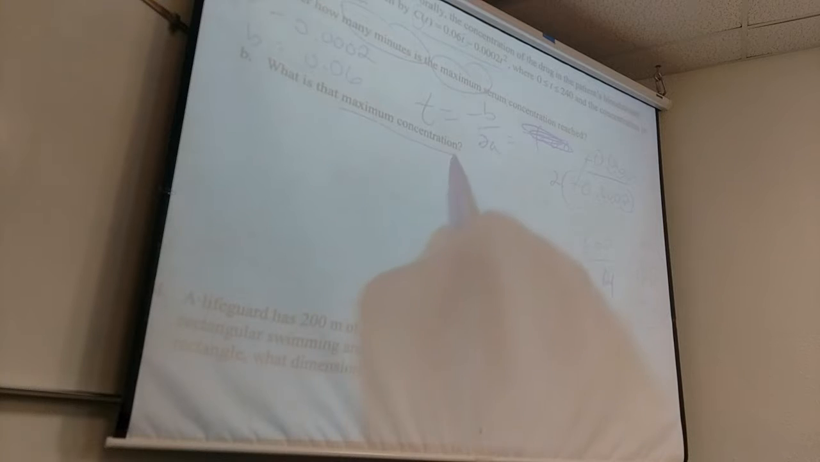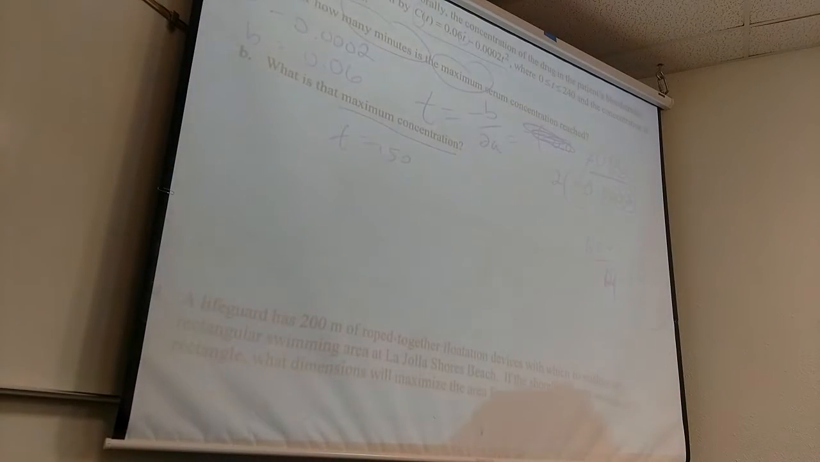The concentration. Okay, do I know? So how do I find the maximum concentration? Do I know how long it takes to get there? Yeah, T is 150. So what do I do with that? I just plug it in. If I know time, I can plug it in to figure out concentration. That's what that formula does. It's a conversion between time and concentration of drug. So you've got to plug a 150 in.